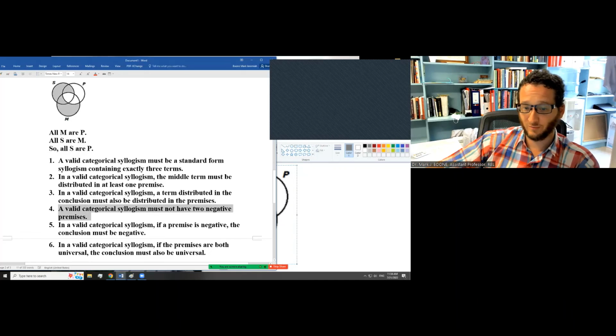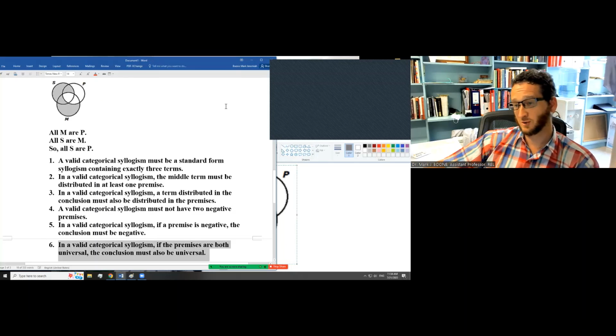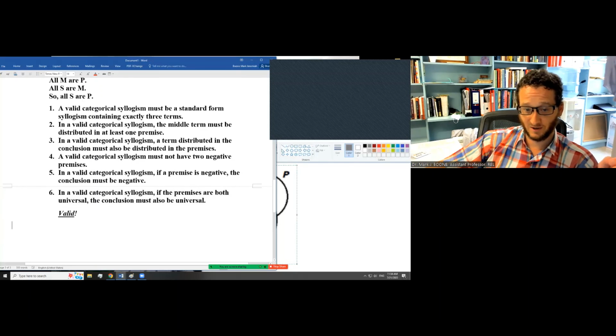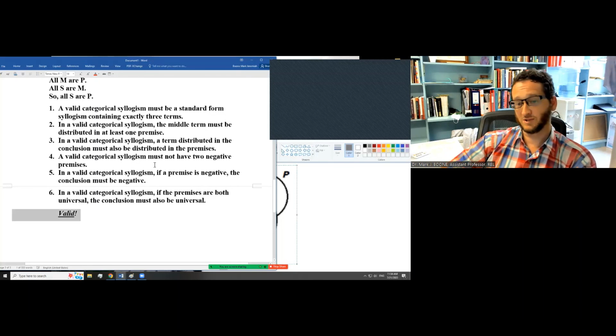Number 4. Do you have two negative premises? No, both premises are affirmative. If a premise is negative, the conclusion must be negative. No premise is negative, so no problem. The premises are both universal. The conclusion must also be universal, no problem. So this is a good argument, and it is indeed a Barbari syllogism, and that's it.